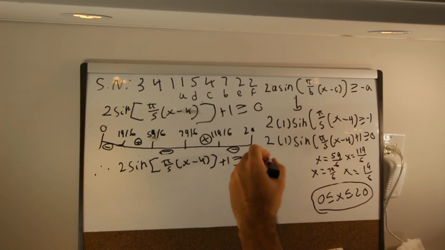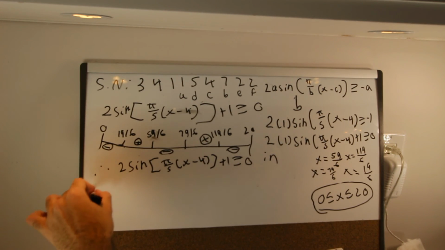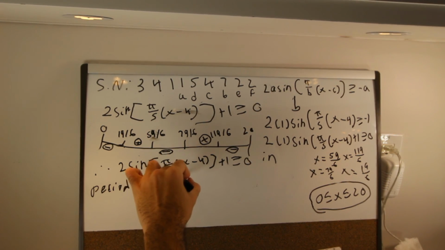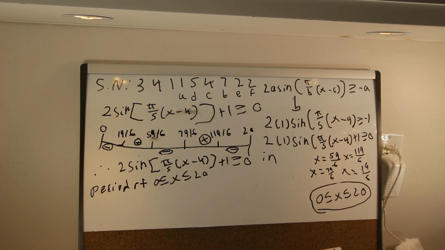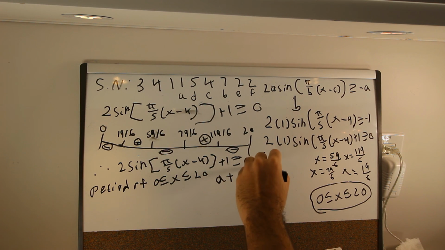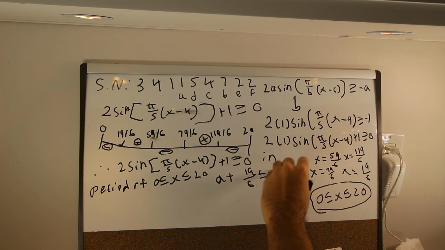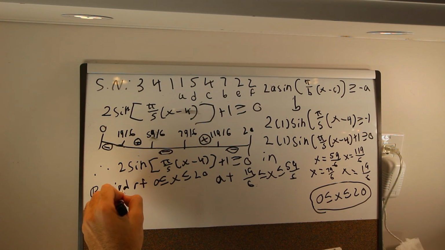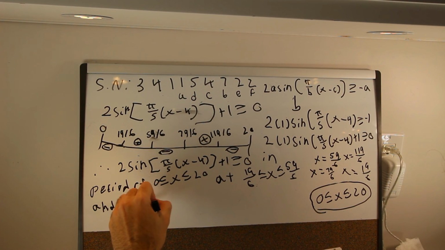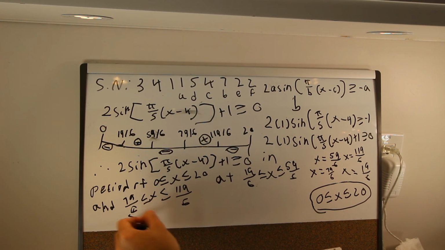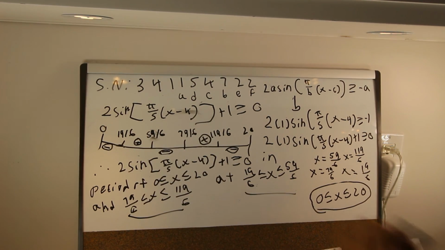In the period that we had, in the period of 0 less than or equal to x less than or equal to 20, the times that inequality is indeed satisfied is at 19 over 6 all the way up to 59 over 6, as well as 79 over 6 to 119 over 6. So during these two sections of the graph, as we can see, they're positive. The inequality is satisfied.